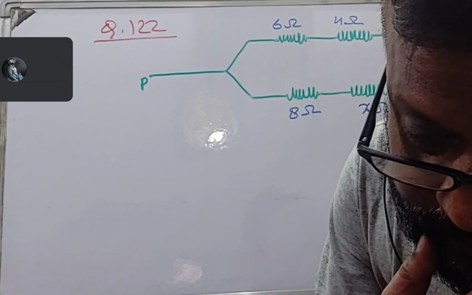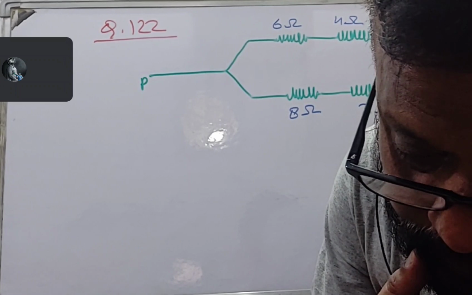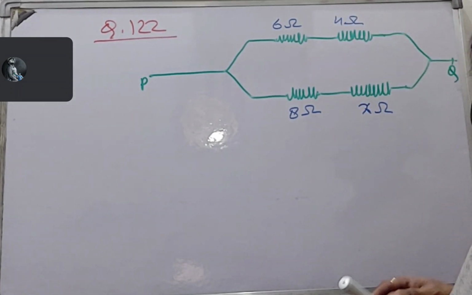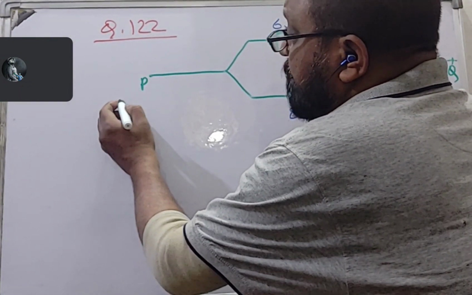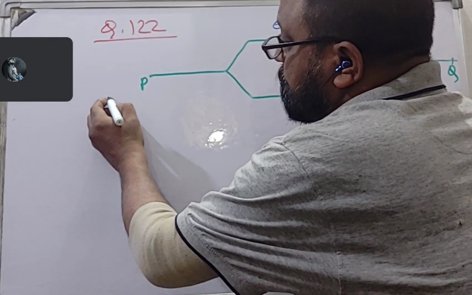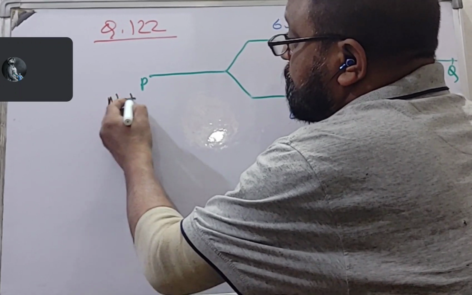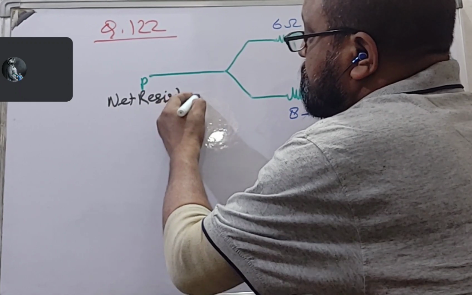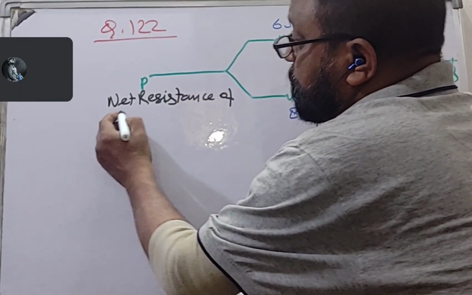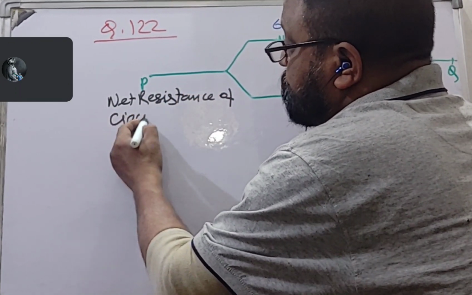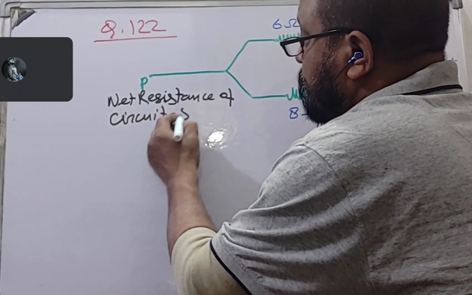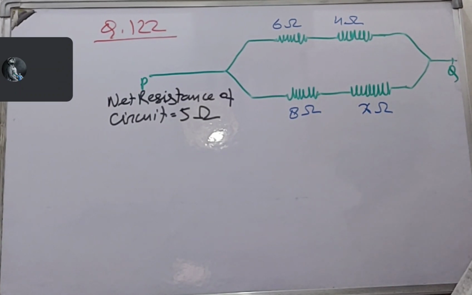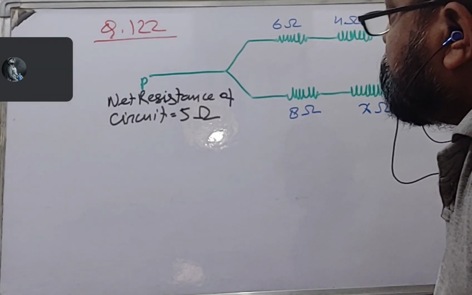Calculate the value of X if the equivalent resistance between the point P and Q shown in the figure is 5 ohm. So net resistance of the circuit is equal to 5 ohm. Right? Net resistance of circuit is equal to 5 ohm.